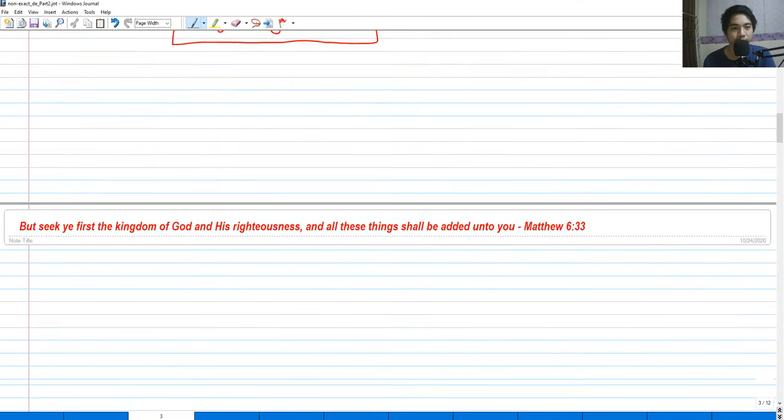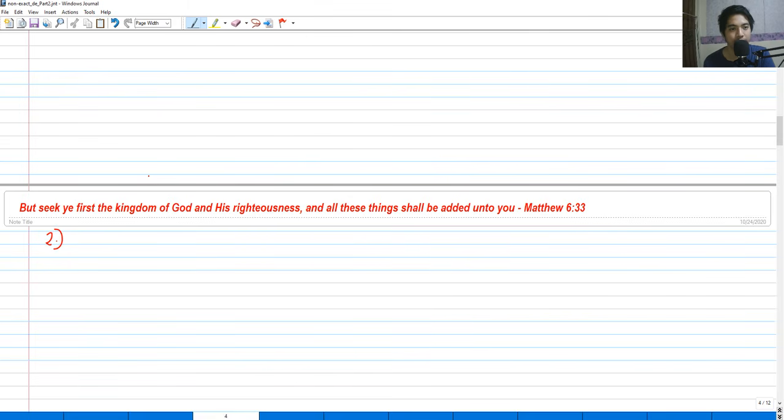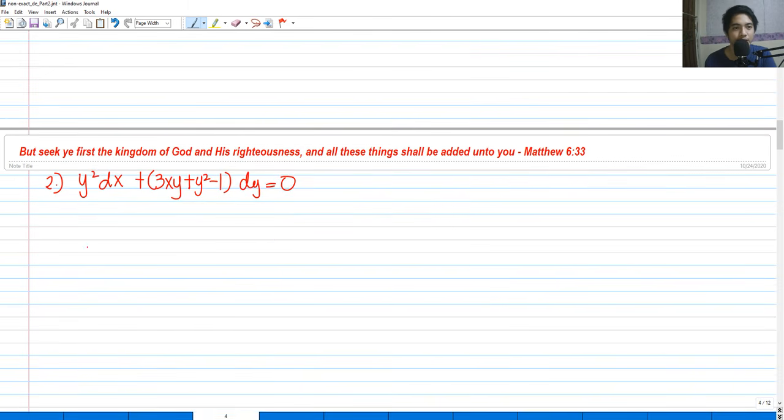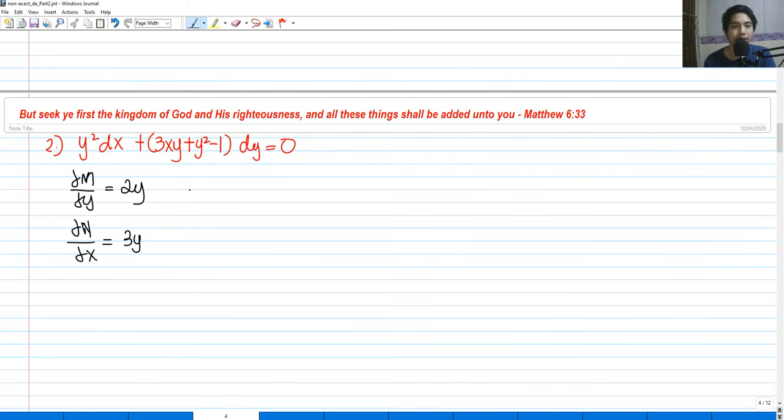So let's get to number 2. Number 2 problem. So we have y squared dx plus 3xy plus y squared minus 1 dy equals 0. So first, test for exactness. Obviously, this would not be exact. Partial of M with respect to y, that is 2y. Partial of N with respect to x, that is 3y. So therefore, not exact. This is not exact.